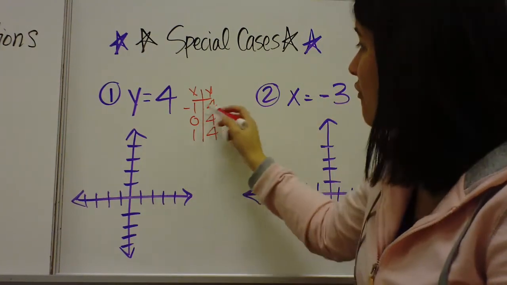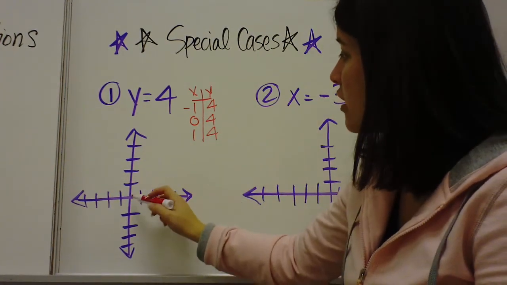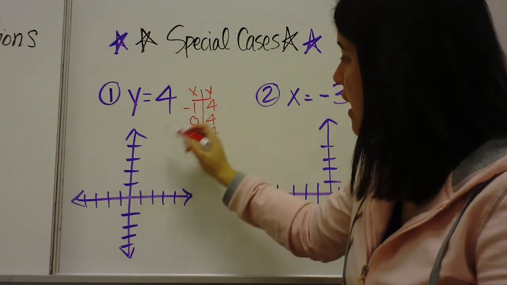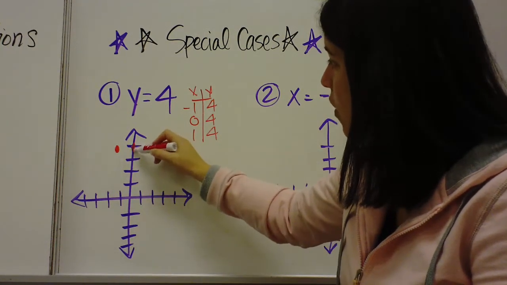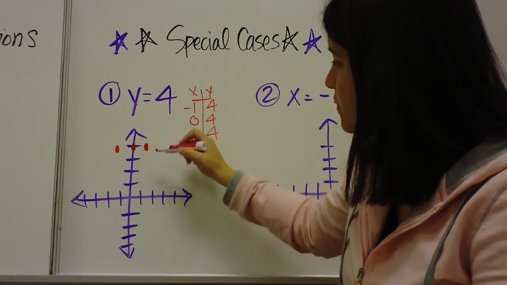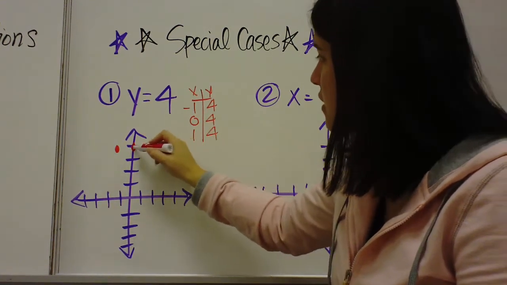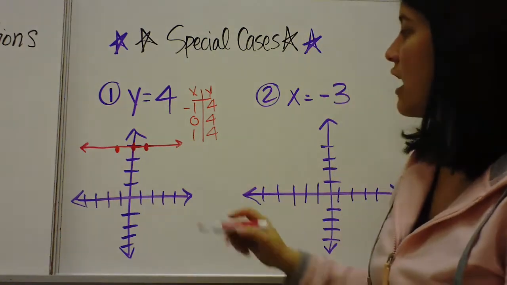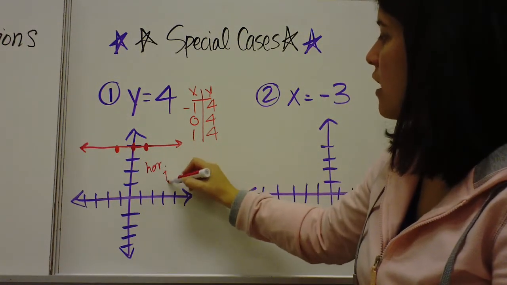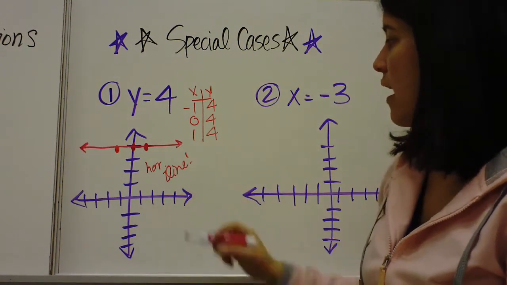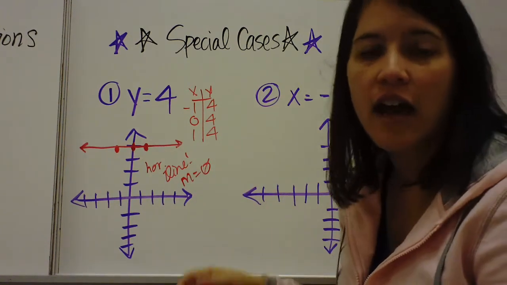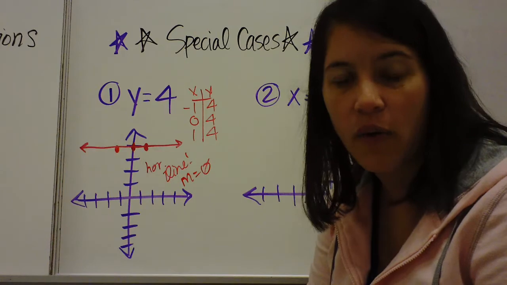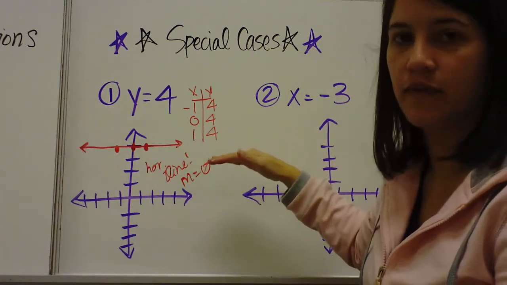So then when you graph it, you're always going to go -1, 4, 0, 4, 1, 4. And when you connect, you notice you get a horizontal line. And the slope is 0 for a horizontal line. If y equals a number, it's always going to be a horizontal line.